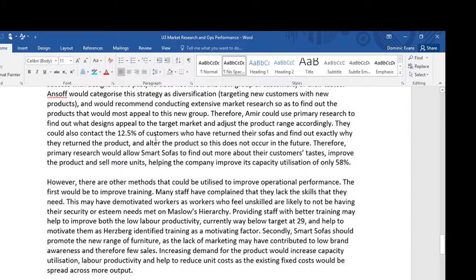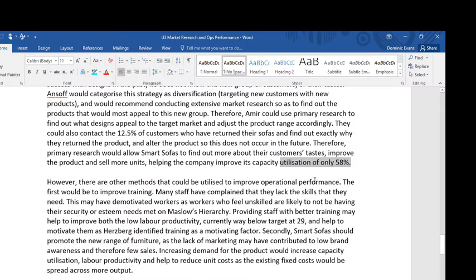So they could also contact the 12.5% of customers who've returned their sofas and find out exactly why they returned the product and alter the product so this does not occur in the future. Therefore, primary research would allow Smart Sofas to find out more about their customers' tastes, improve the product and sell more units, helping the company to improve its capacity utilisation of only 58%.